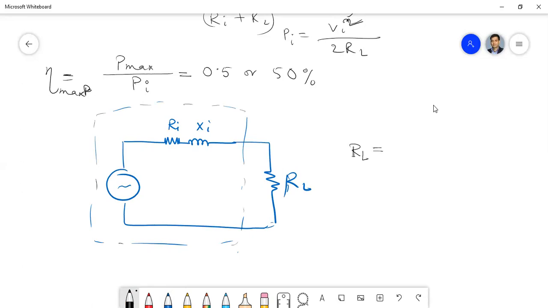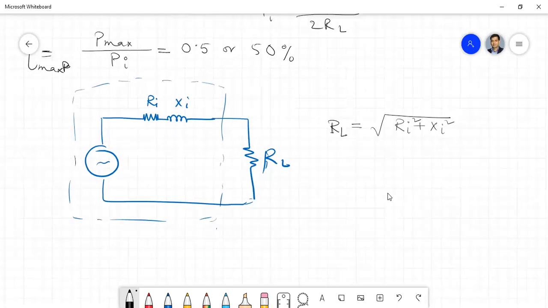I am leaving the proof for you. You have to take only the real part. No, you have to equate the ohmic value. Sir, I think the efficiency will not be so high for this case. Here also we will get 50% only.